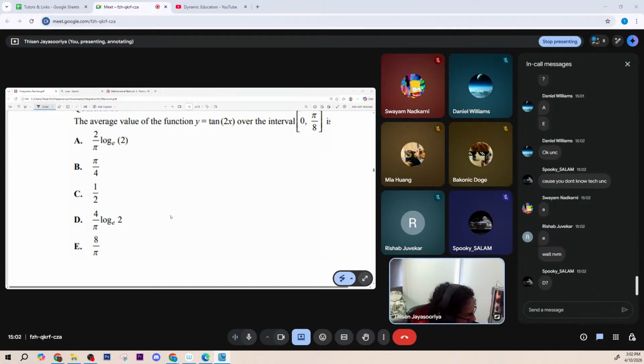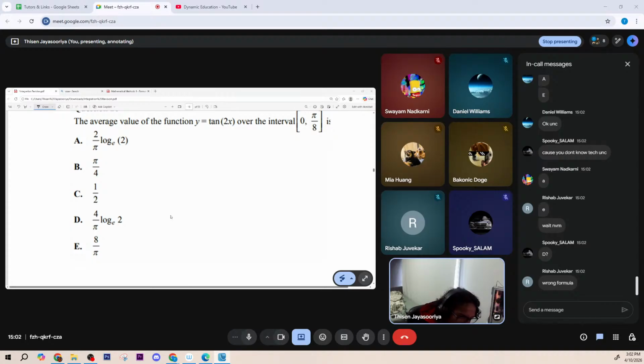So we get E, A. What do you guys say? D. Long formula. So if you use the average rate of change formula, you would have gotten the wrong answer. I think you would have gotten 8 over pi if you use the average rate of change formula. So you would have gotten answer option E.